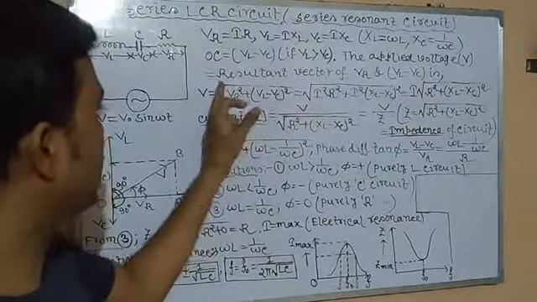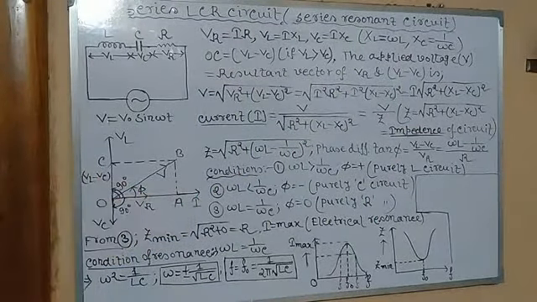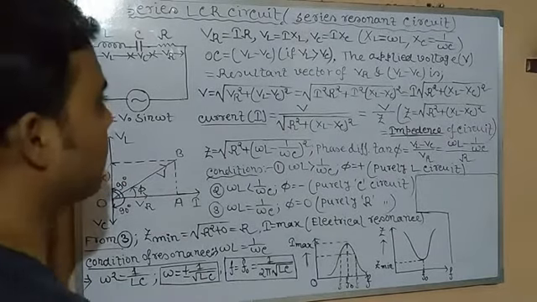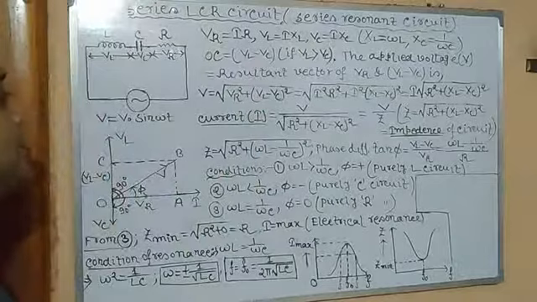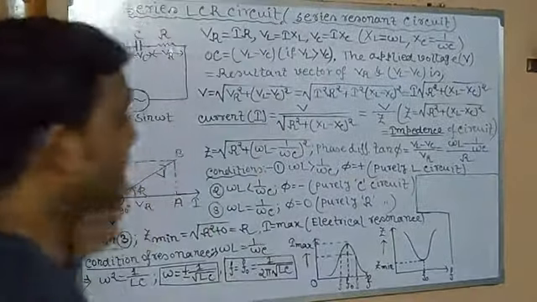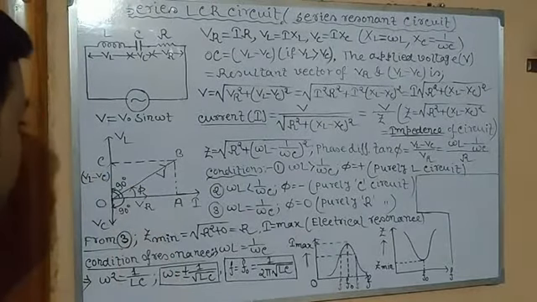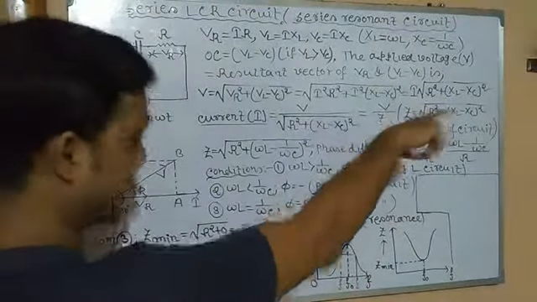Now the applied voltage equals the resultant vector of VR and VL minus VC. As I said, according to the vector parallelogram law of vector addition, if two vectors are A and B, then the resultant vector R is equal to root over A square plus B square plus 2AB cos theta. Here the angle between them is 90 degrees, so cos 90 is 0.